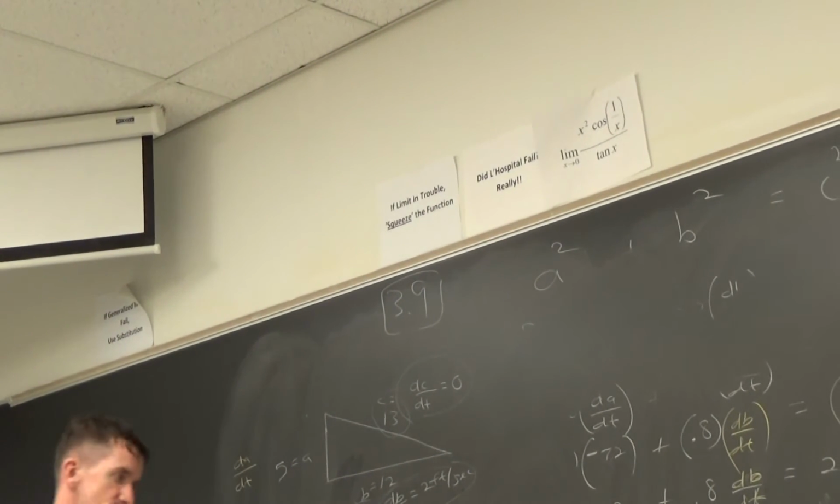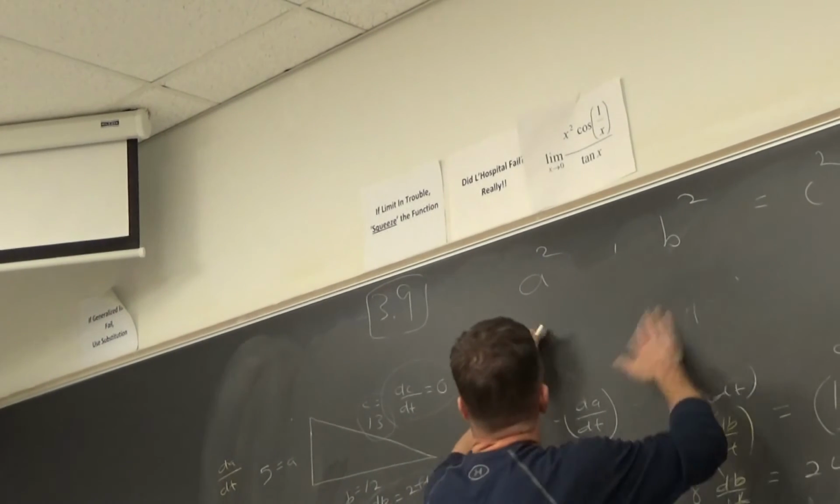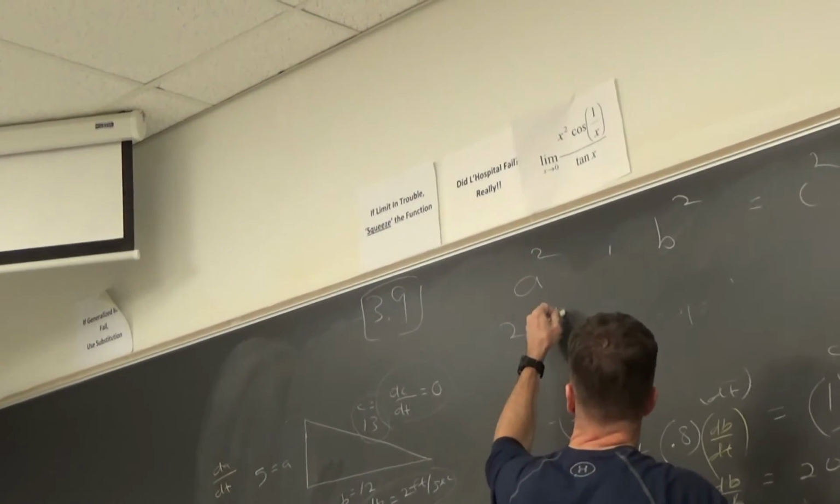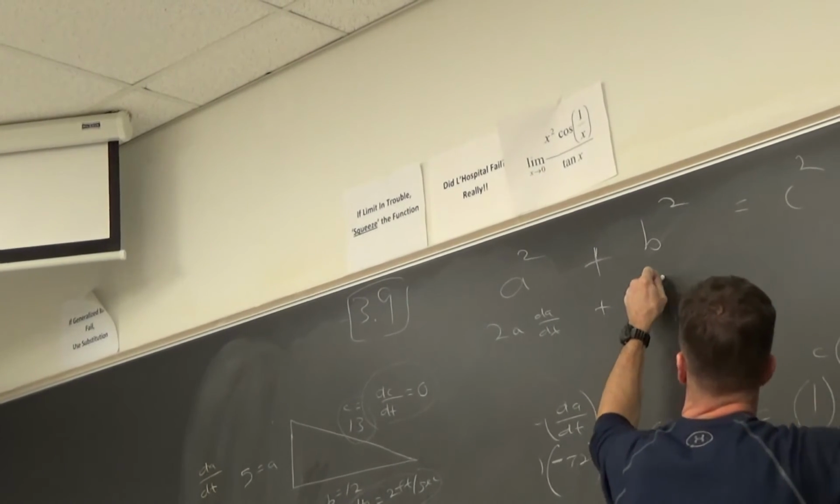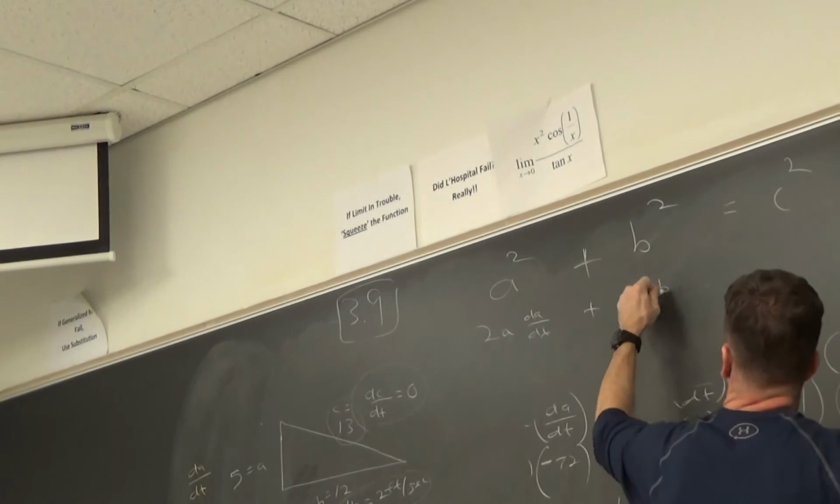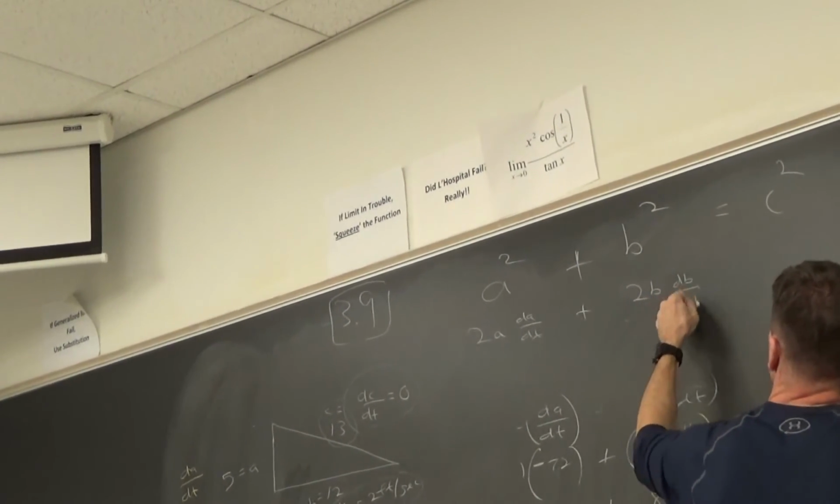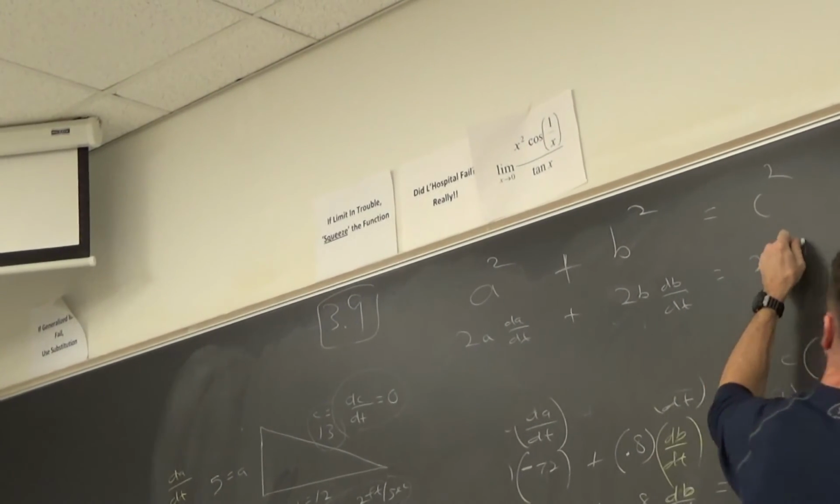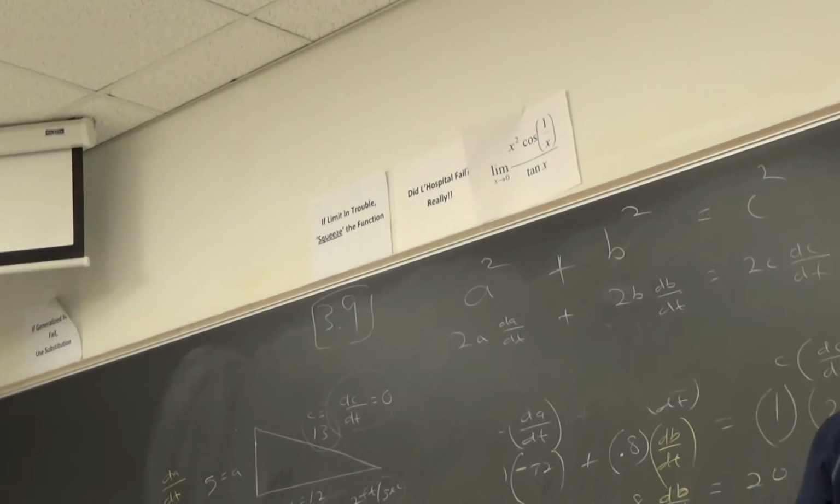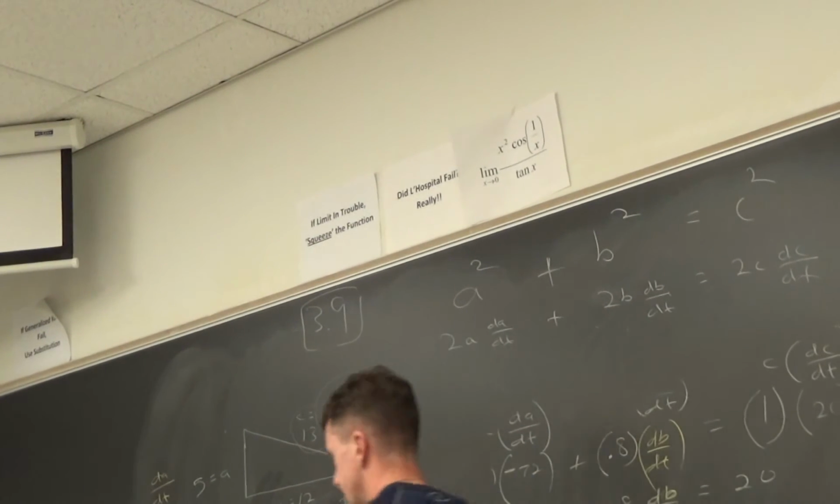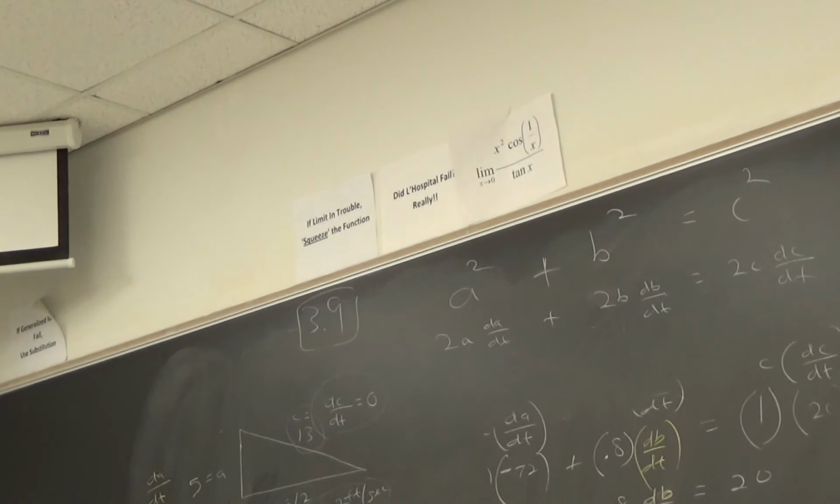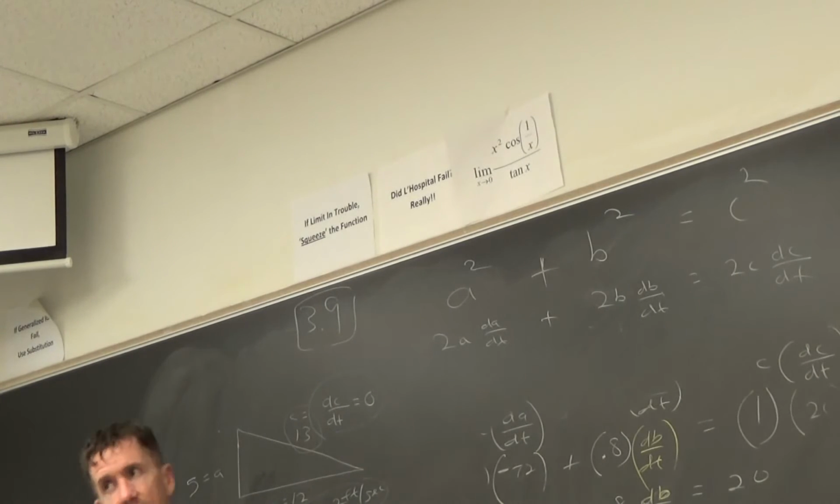A squared plus B squared equals C squared. And then 2A DADT. It's like differentiate both sides of the equation. Plus 2B DBDT equals 2C DCDT. What can I do with all those 2's? Get them out. So 2C DCDT, you can say that that's 0. Right? I love that.